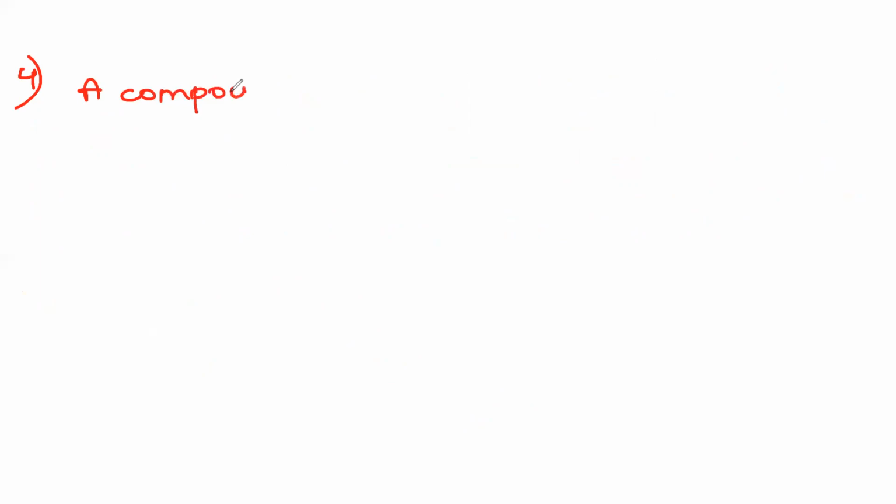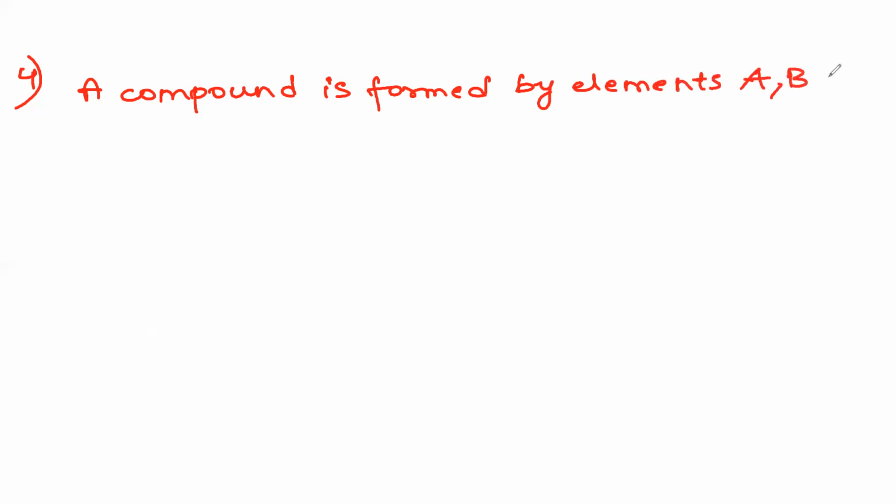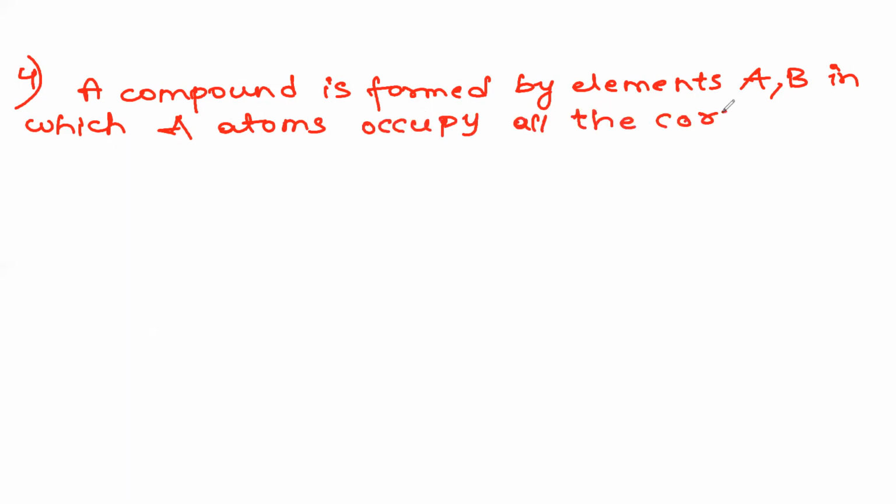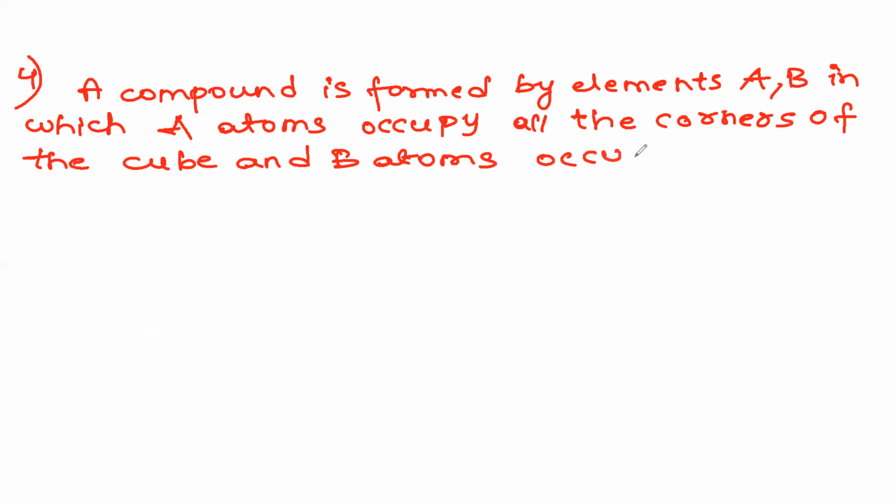A compound is formed by elements A and B, in which A atoms occupy all the corners of the cube, and B atoms occupy alternate face centers.